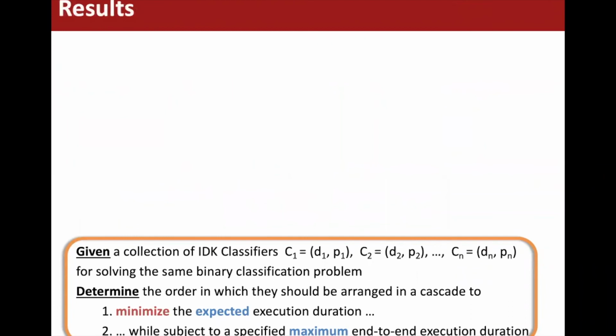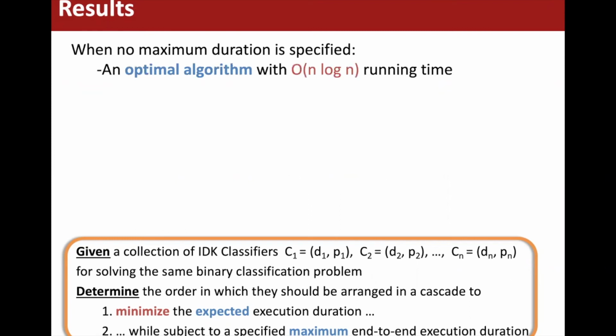Let me now briefly enumerate the results we have obtained towards solving this problem. Further details about these results you can find in our paper that appears in the proceedings. We first considered the version of the problem when there is no maximum end-to-end deadline specified within which the entire cascade must always complete execution. For this version of the problem, we were able to obtain a very efficient algorithm that solves the problem optimally in big O of n log n time, where n is the number of different IDK classifiers that are available to us.